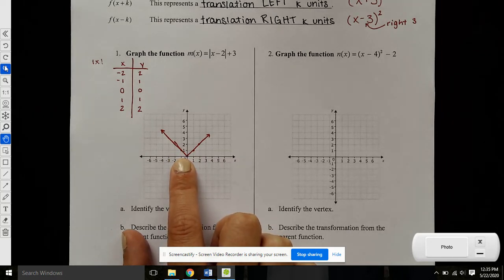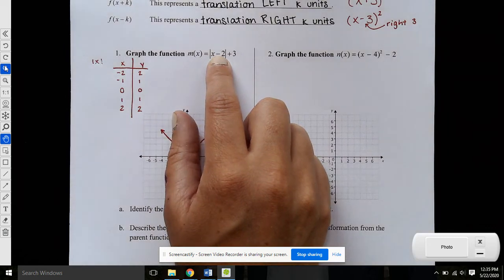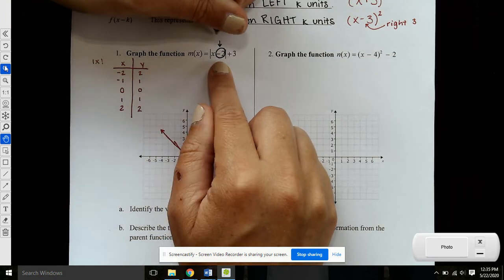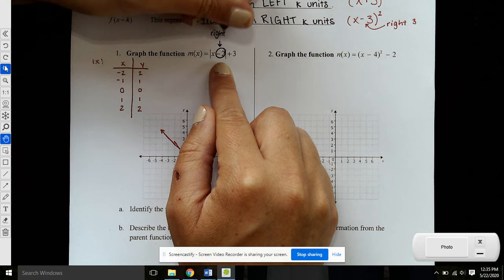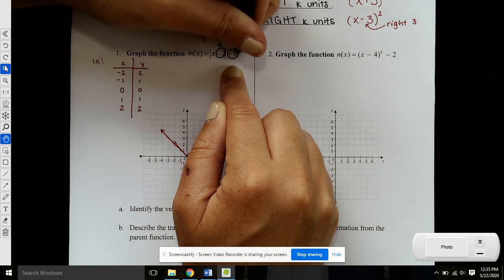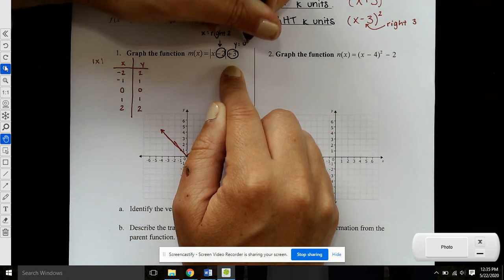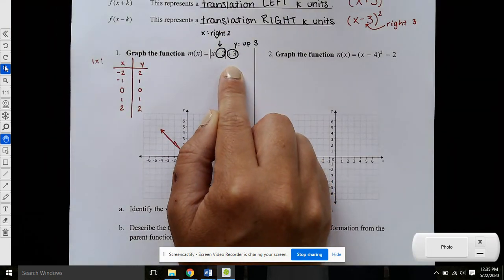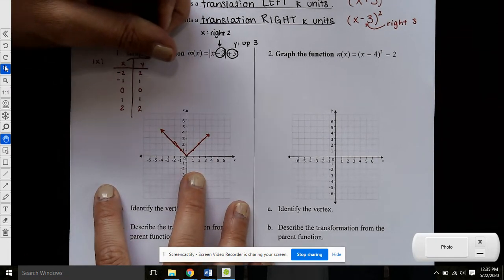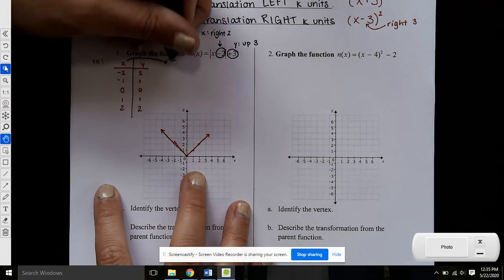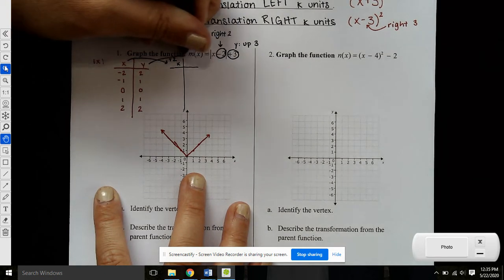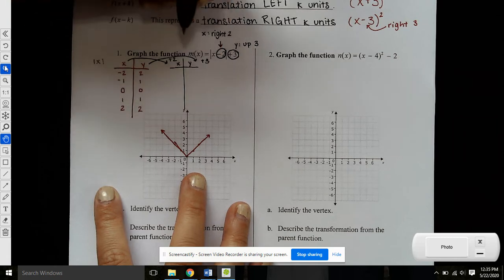So now what I like to think of is that everything on the inside is happening to the x values. So this here is telling me that my x values need to move right 2. On the end, this is telling me that my y has to go up 3. So what I do is I actually create a table by doing that. So I'm going to add 2 to every x value, and I'm also going to add 3 to every y value to make my new table.